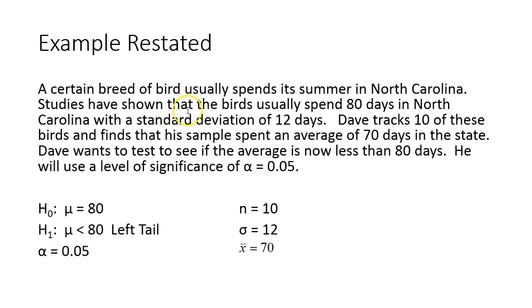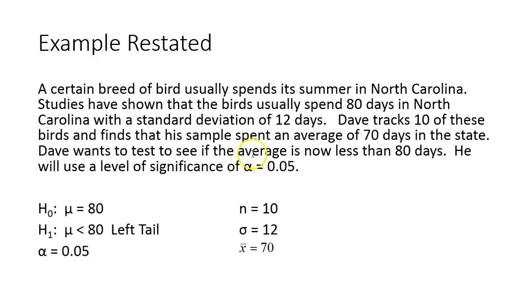Okay, so here's the problem again. I did add to the end of it. It says Dave wants to test to see if the average is now less than 80 days. And he will use a level of significance of, and here's a symbol alpha, which stands for level of significance for us, 0.05, which is basically 5% if you think about probability.